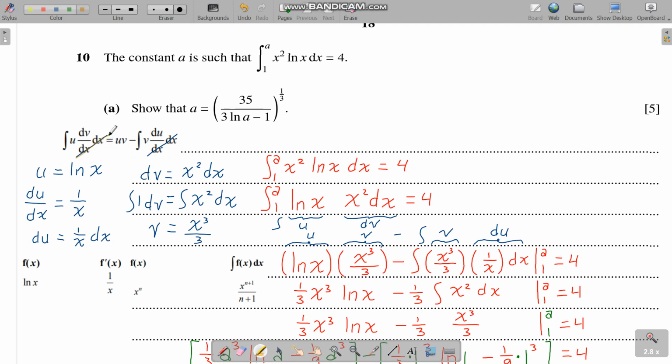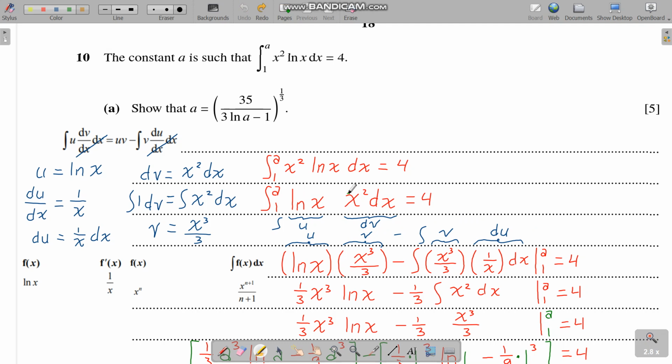If you want to simplify the formula, just cancel out the dx. We have u dv, so the integral of u dv equals uv minus the integral of v du. We usually use this form, uv minus the integral of v du. Now we need to identify the u and the dv.